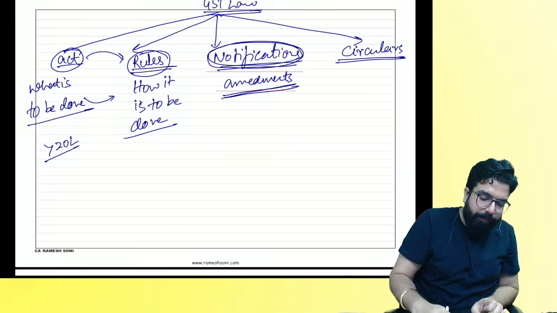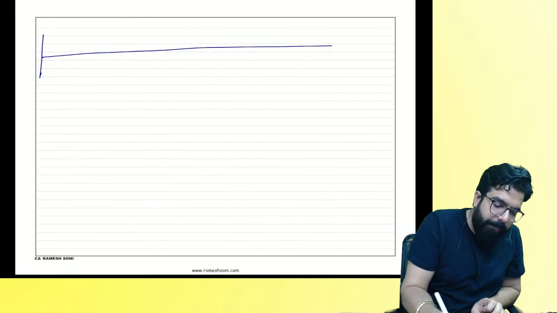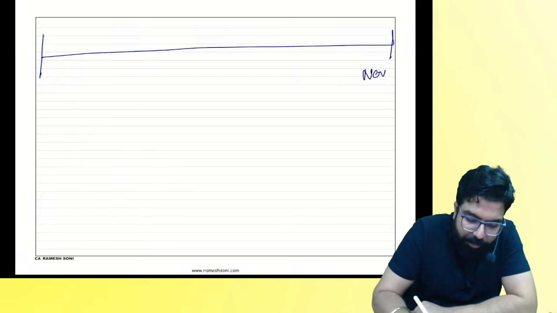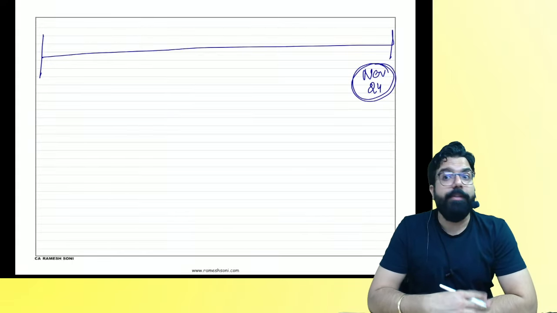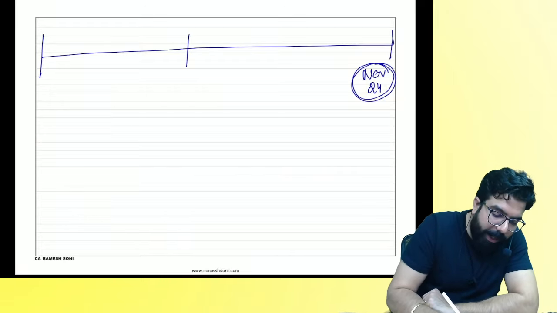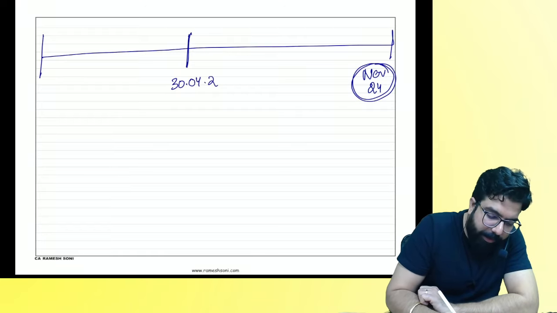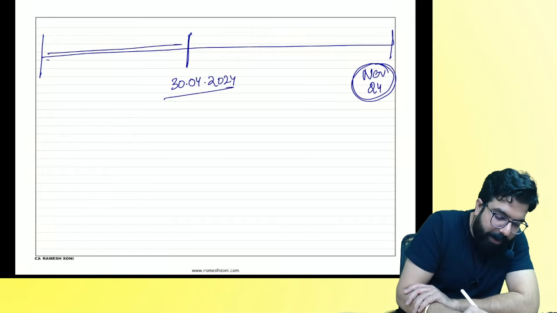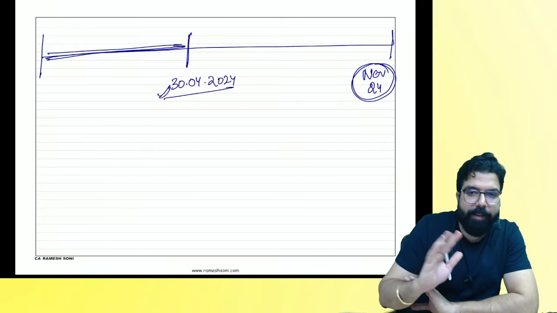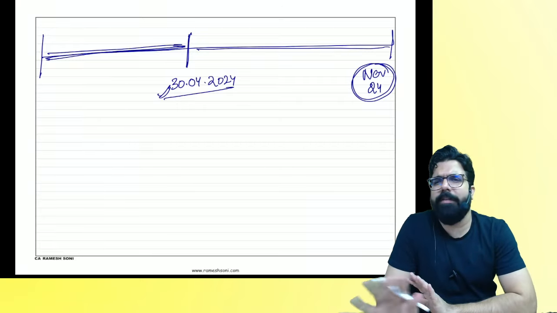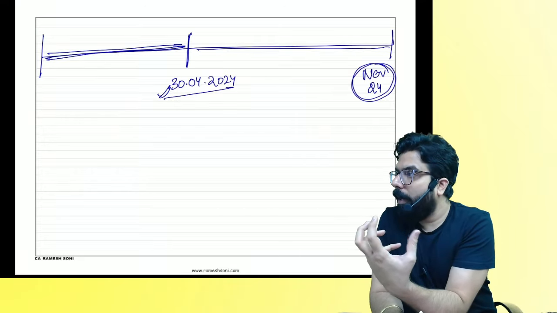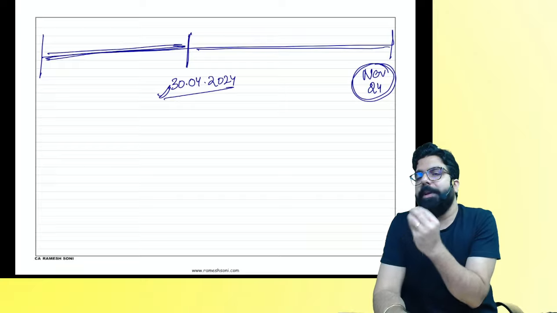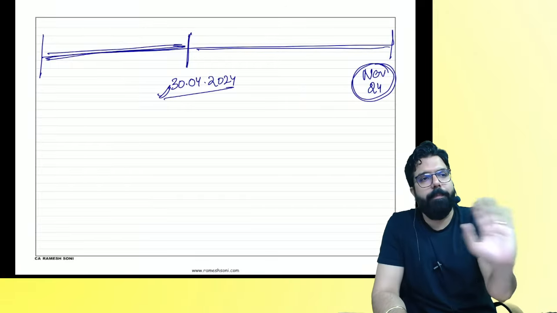For example, can you tell me when you are writing your exam? November 2024. For you, all the notifications issued 6 months prior, that is, all the notifications issued by the government till 30th of April 2024, are applicable for your exam. After this, are they applicable? Government is saying no. But what are notifications actually? Amendments.